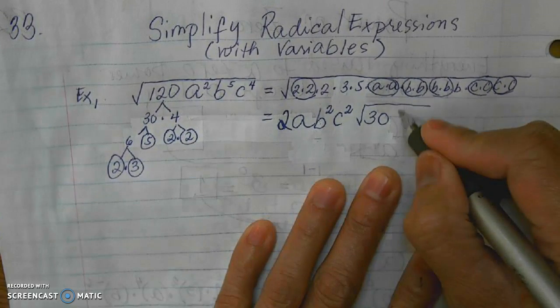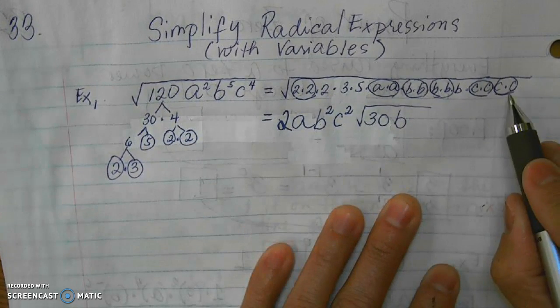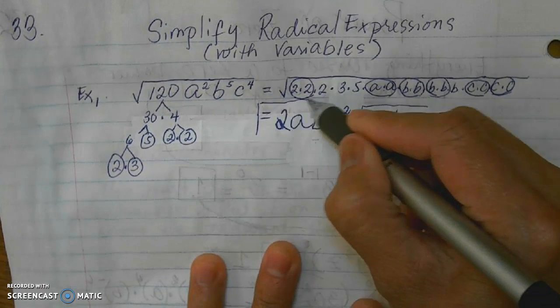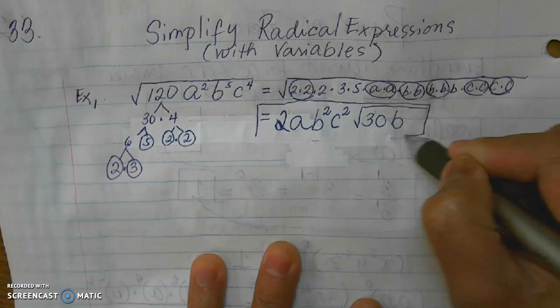b is left. And there's no more c. So that is it. This is the simplified form of that radical.